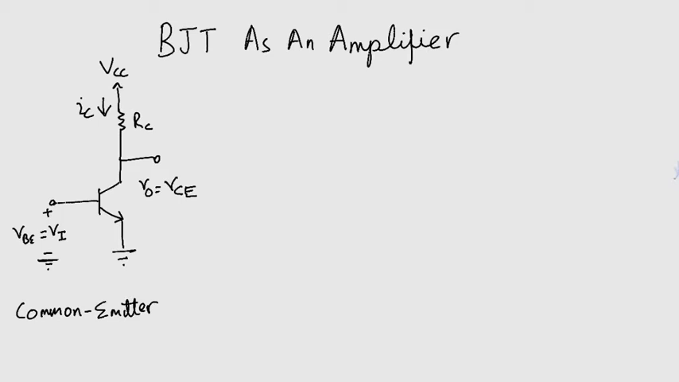Take a look at this configuration, Common-Emitter. What we are going to do is that we are going to change our voltage VBE, and correspondingly our current is going to change, and by passing this current through resistor RC, we are going to obtain the voltage VCE. So this becomes a case of voltage amplification.